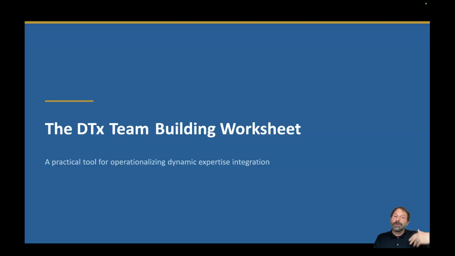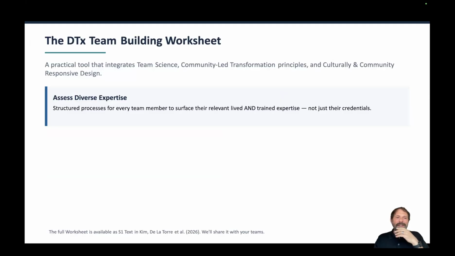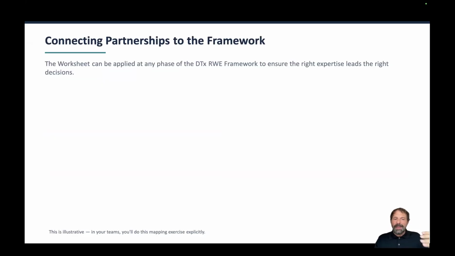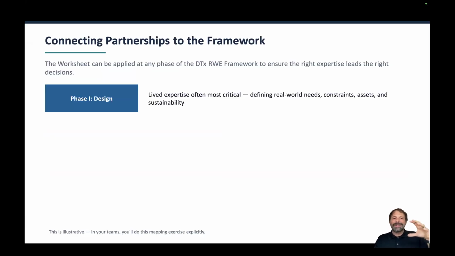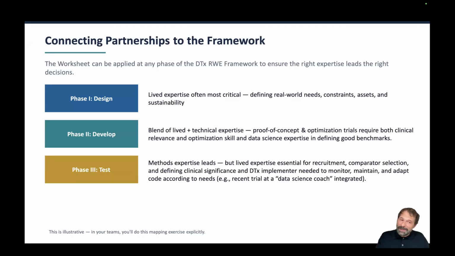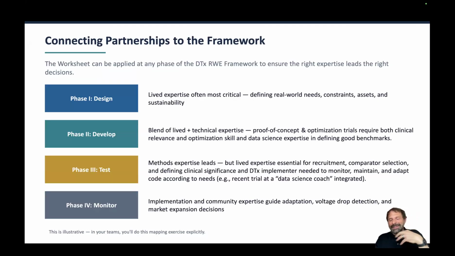And so with this, we offer you a toolkit to actually work through this, right? It's been drawn from a variety of different things, team science and otherwise, but it's helping you to assess these diverse expertises, define your roles dynamically, and map to the decision priorities that you're making over time. And to connect it to the partnership, right? So you can see that this is where you get into, maybe in phase one, more lived expertise as the orientation. Whereas here, you might blend lived and trained expertise in phase two. Whereas here, you might have more methods expertise in phase three. And then really you're getting into the data scientist, perhaps in the implementation group in phase four, right? Just as a quick illustrative example of how this maps out.